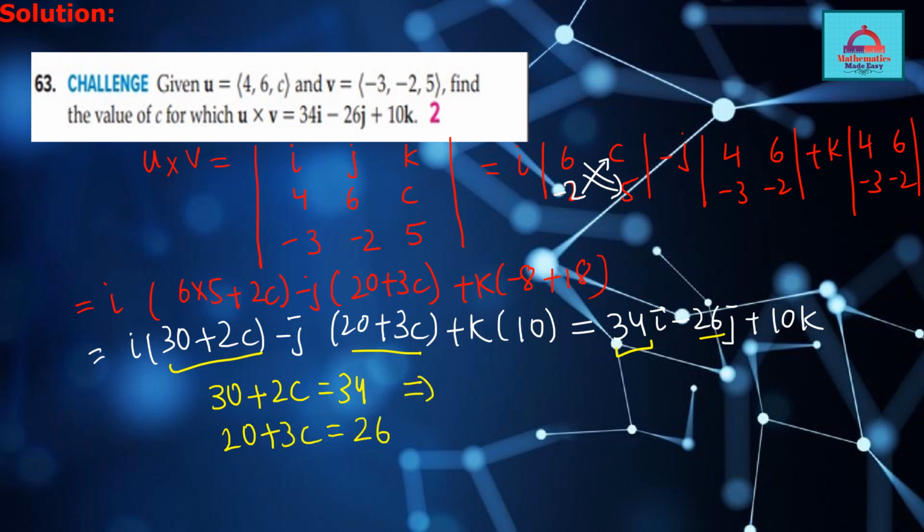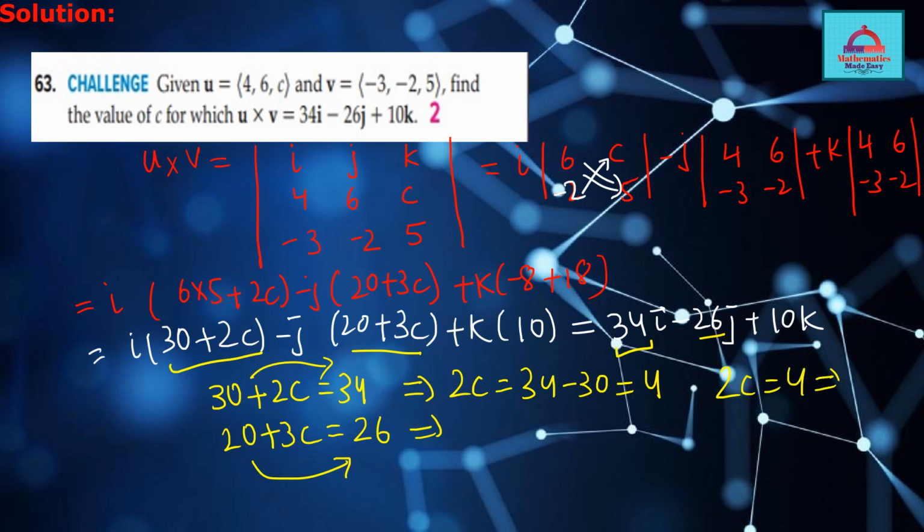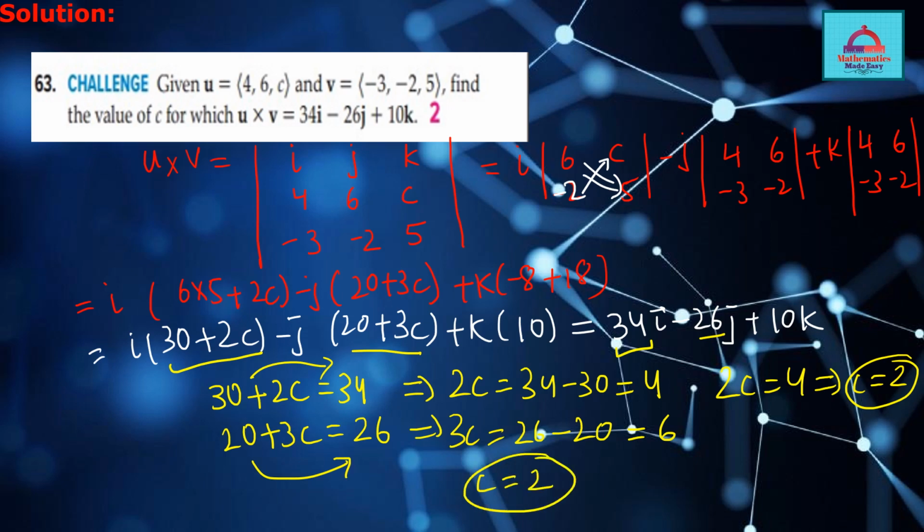So now let's solve it. 2c is equal to, I take the 30 to the other side and I take the 20 to the other side. So 34 minus 30, which is 4. So 2c is equal to 4 implies c is 2. And then 3c is equal to 26 minus 20, which is 6. So c is equal to 2, so you have got the value of c. This is how you calculate the question.